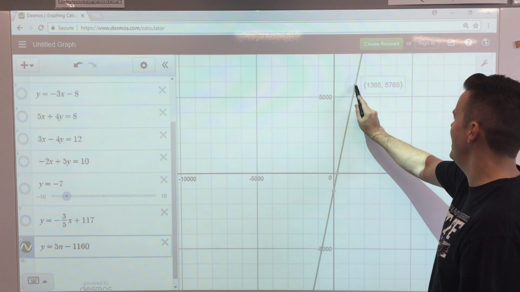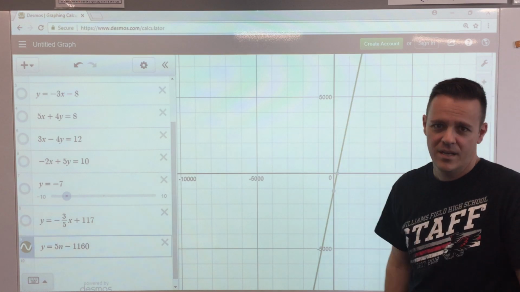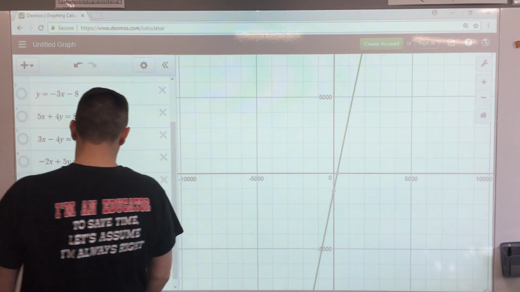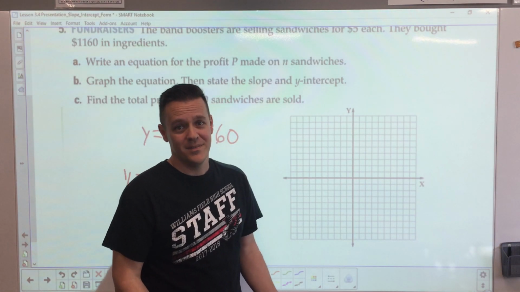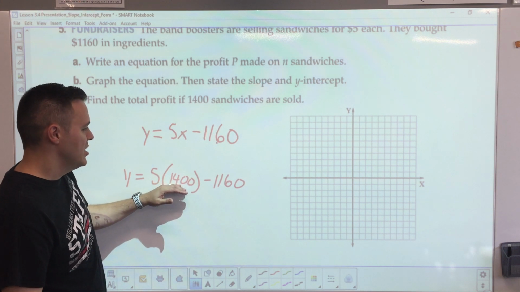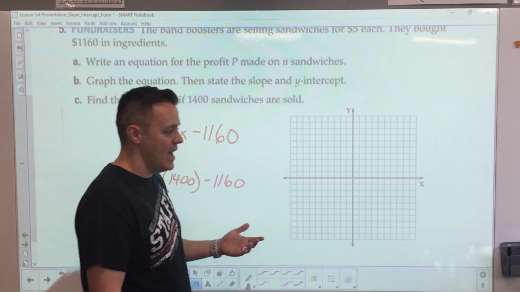5,800 and... Let's see if I can get it. Stop. 5,840. Now, would it be easier to do it in the calculator? Probably, but I didn't have one available, so I couldn't do that. My X value was 1,400 and my profit. So hopefully you guys understand how to do that.